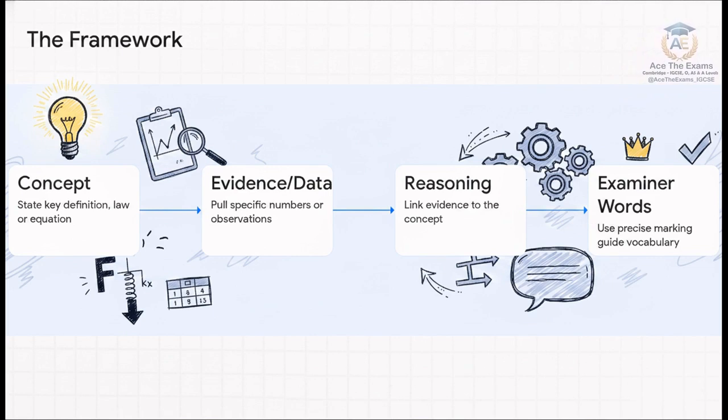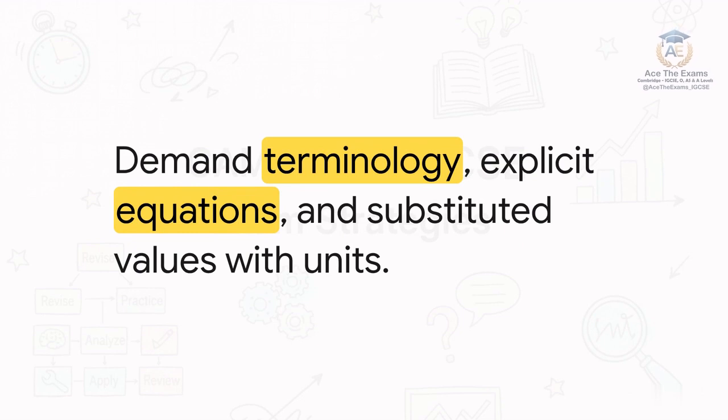And applying this framework to our heavy mark losers like Hooke's law and moments demands some really explicit actions. You cannot just write down a naked final answer, even if it's correct. No way. You must provide the explicit equation. You must show the substituted values, and you absolutely must include the correct units before any final answer is written.